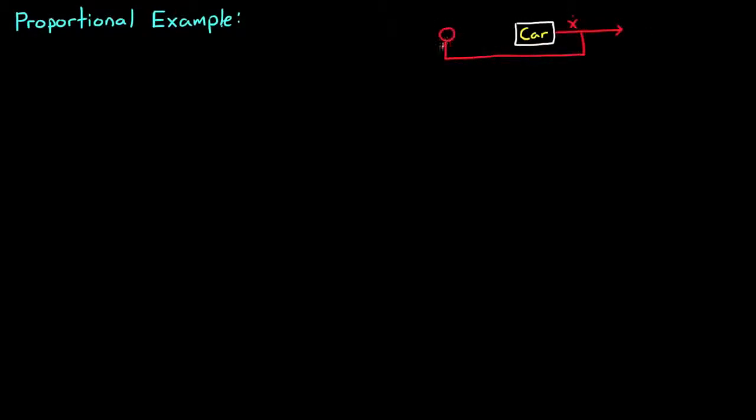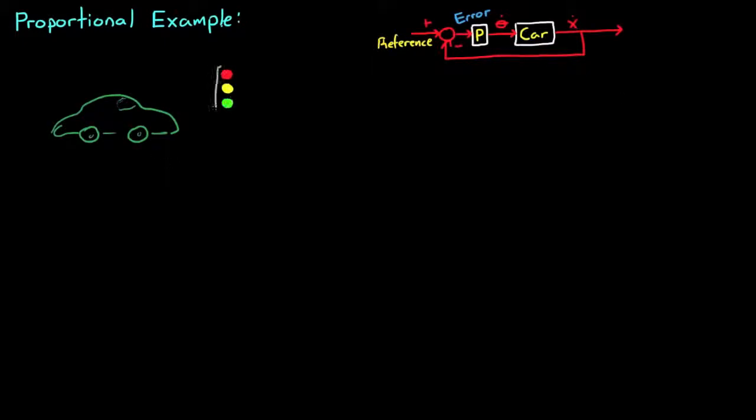In this first example, we're going to go over proportional control. The closed-loop control system for our car with a proportional controller would look something like this, where the error is the difference between our reference command and the measured signal. And the error is fed into our proportional controller. Now imagine that you're sitting in your car stopped at a stoplight. And the speed limit for the road that you're on is 25 miles per hour.